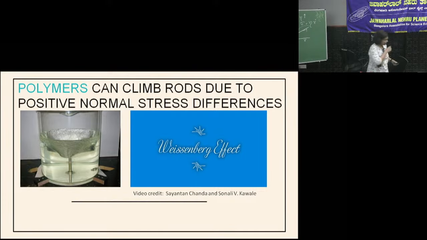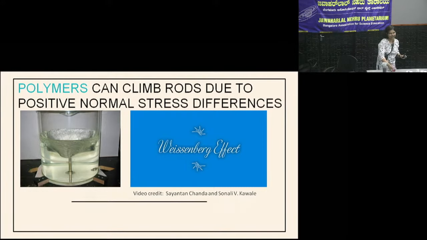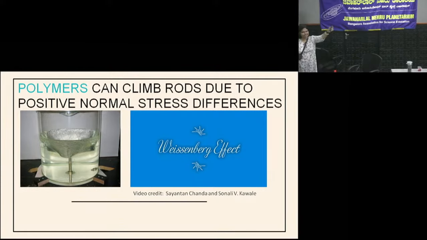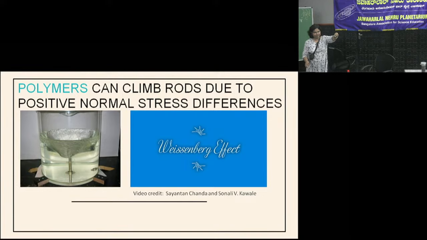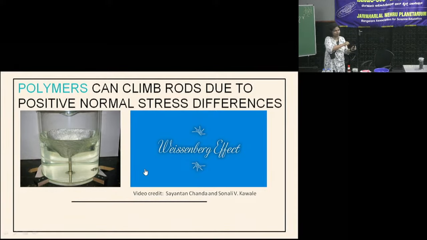Now see what happens when you take polymer and do the same experiment. This is basically polymer. It's polyacrylamide with a food dye. Pretty much everything can come from the food world. And this is what happens. This was done by Sayantan and Sonali. I don't know if Jashim also participated. He also participated, I'm really sorry, I hadn't acknowledged you. This is what is called the Weissenberg effect. Unlike the water, where the meniscus is like this, you'll see that when you do the same experiment for polymer, the polymer climbs the rod. Have a look at this.